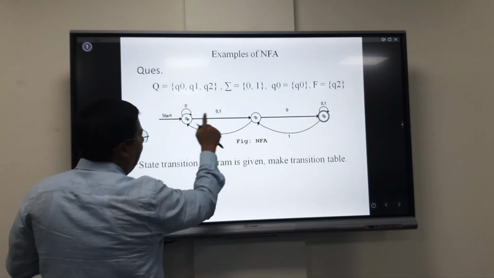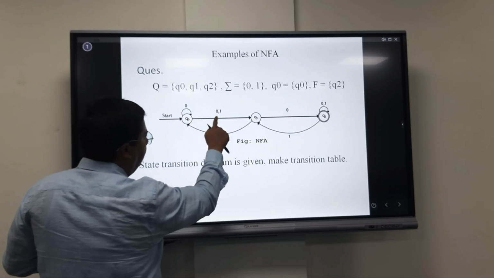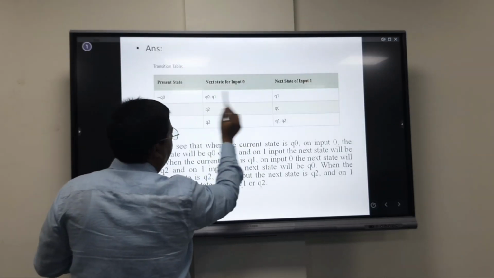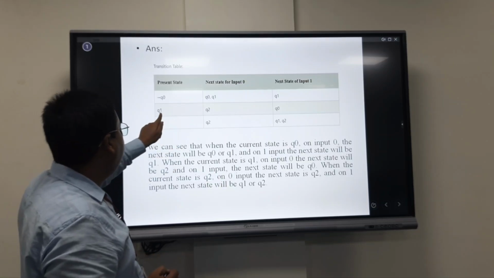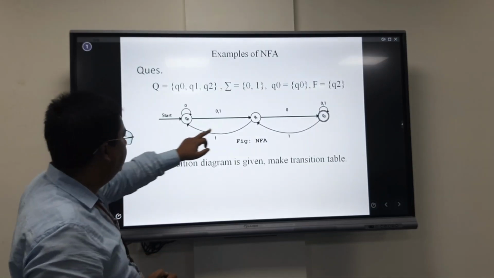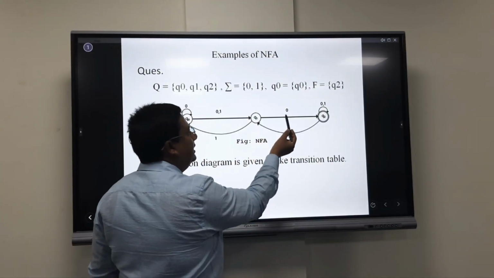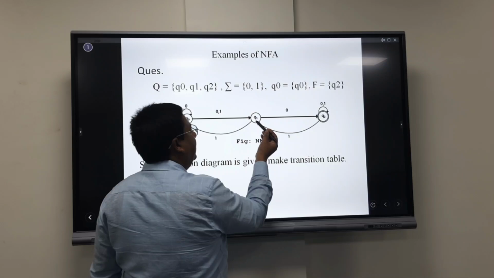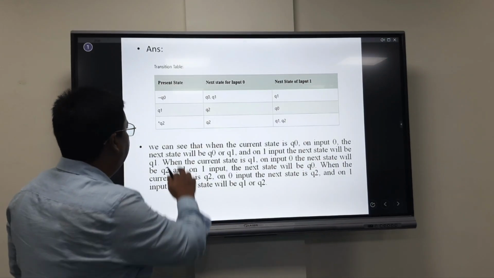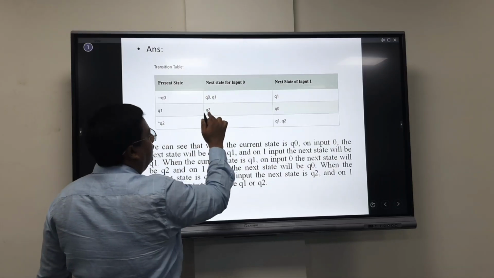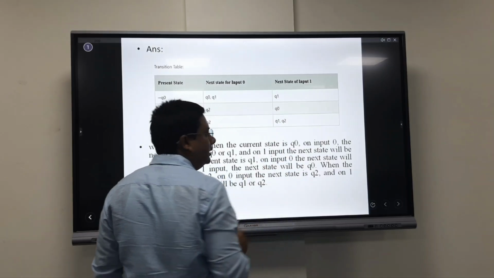Now, Q0 at 1 goes to Q1. Now we are at the Q1 state. At Q1, getting 0 as input, it goes to the Q2 state, and getting 1 as input, it goes to the Q0 state. As per the diagram, Q1 at 0 goes to Q2, and at 1 goes to Q0.